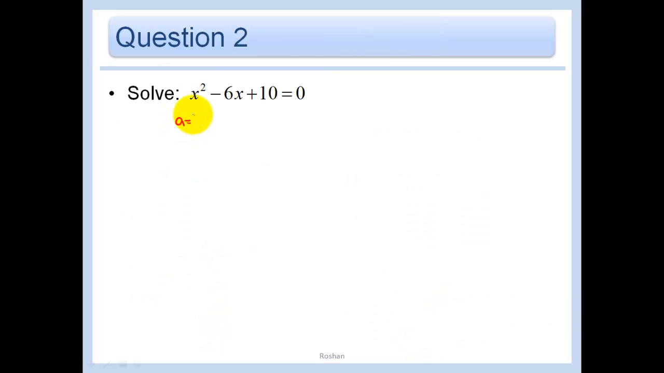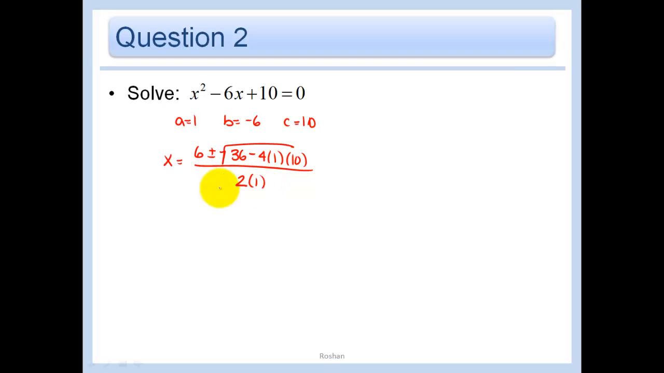Let's try this one. A is 1. B is negative 6, C is 10. So I have x equals negative b plus or minus the square root of b squared, that's 36, minus 4ac all over 2a. And so I have 6 plus or minus root 36 minus 40 is negative 4. Okay, now I know how to deal with a negative under the radical because that's just imaginary. I can take the 2i out of this, and so I have 6 plus or minus 2i all over 2.